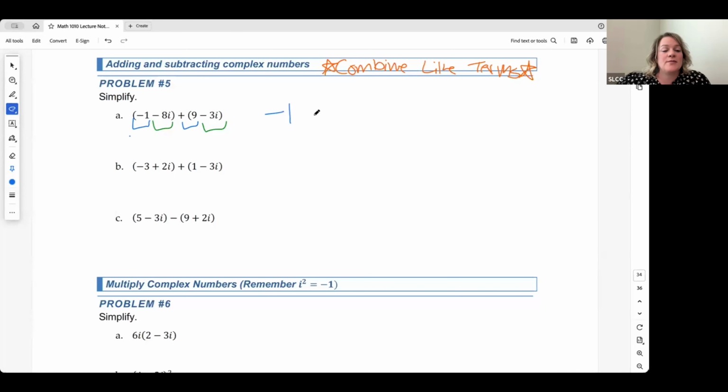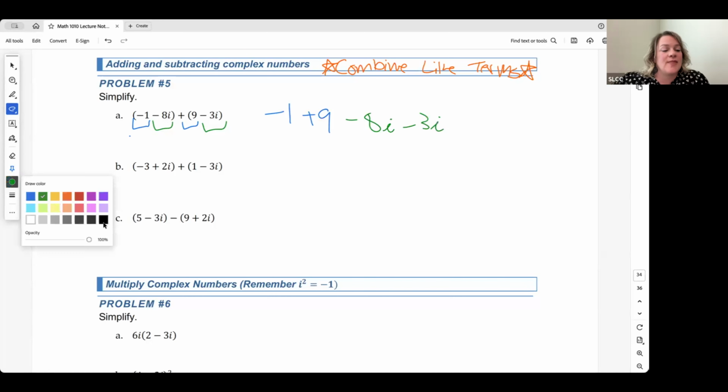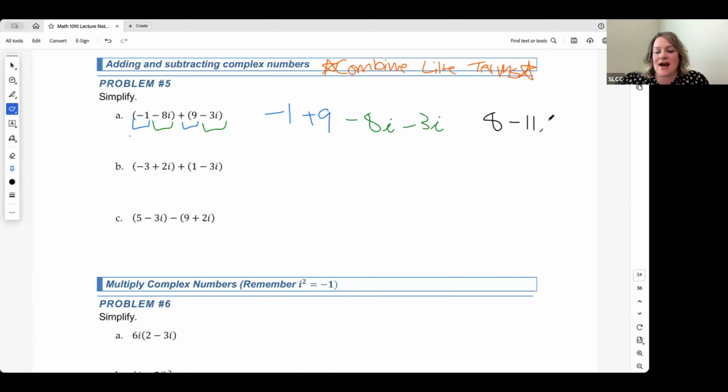So -1 plus 9. And then I have -8i minus 3i. You just group the real numbers and the imaginary numbers. So in the end, A would be simplified by combining like terms. I would have 9 minus 1, which is 8, so 8, and then -8 minus 3, which would be -11i. That's your complex number.